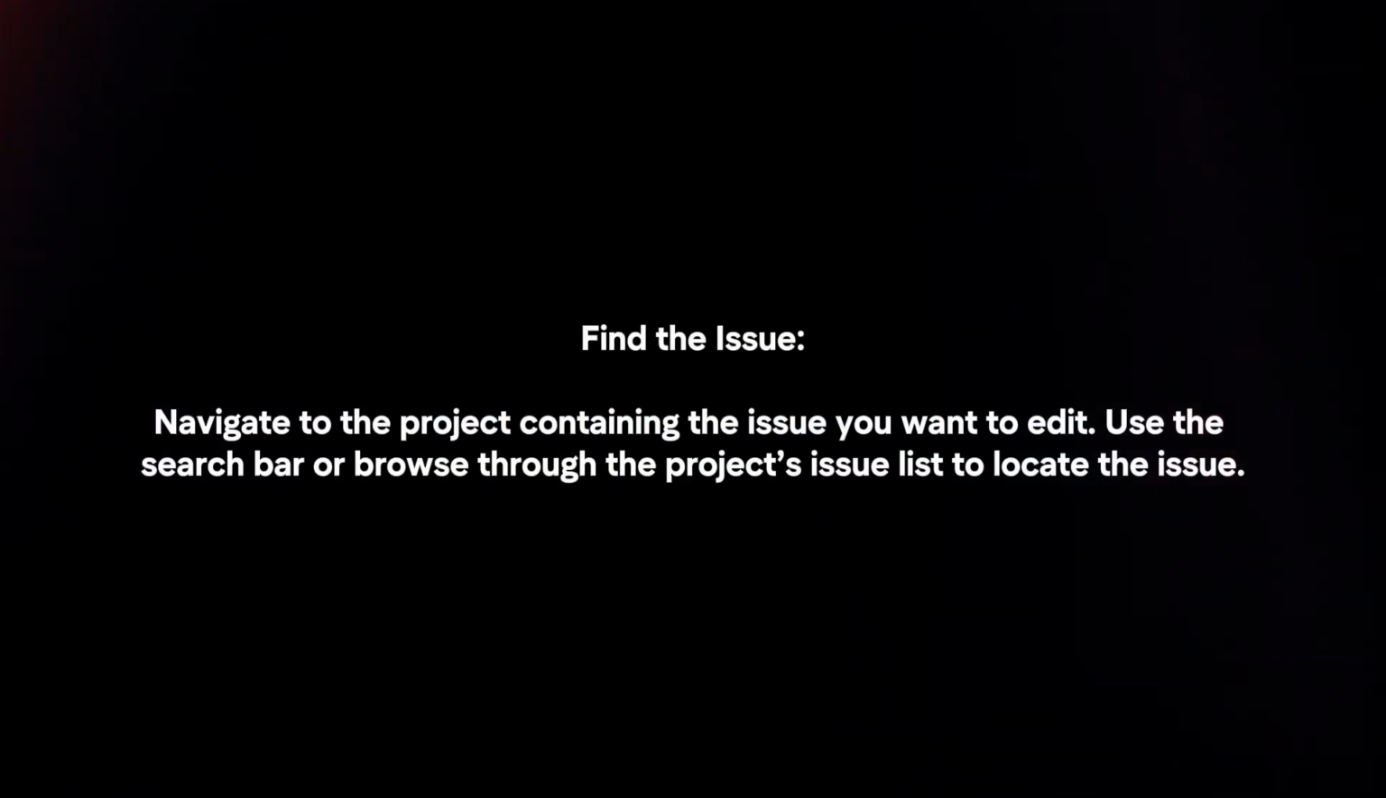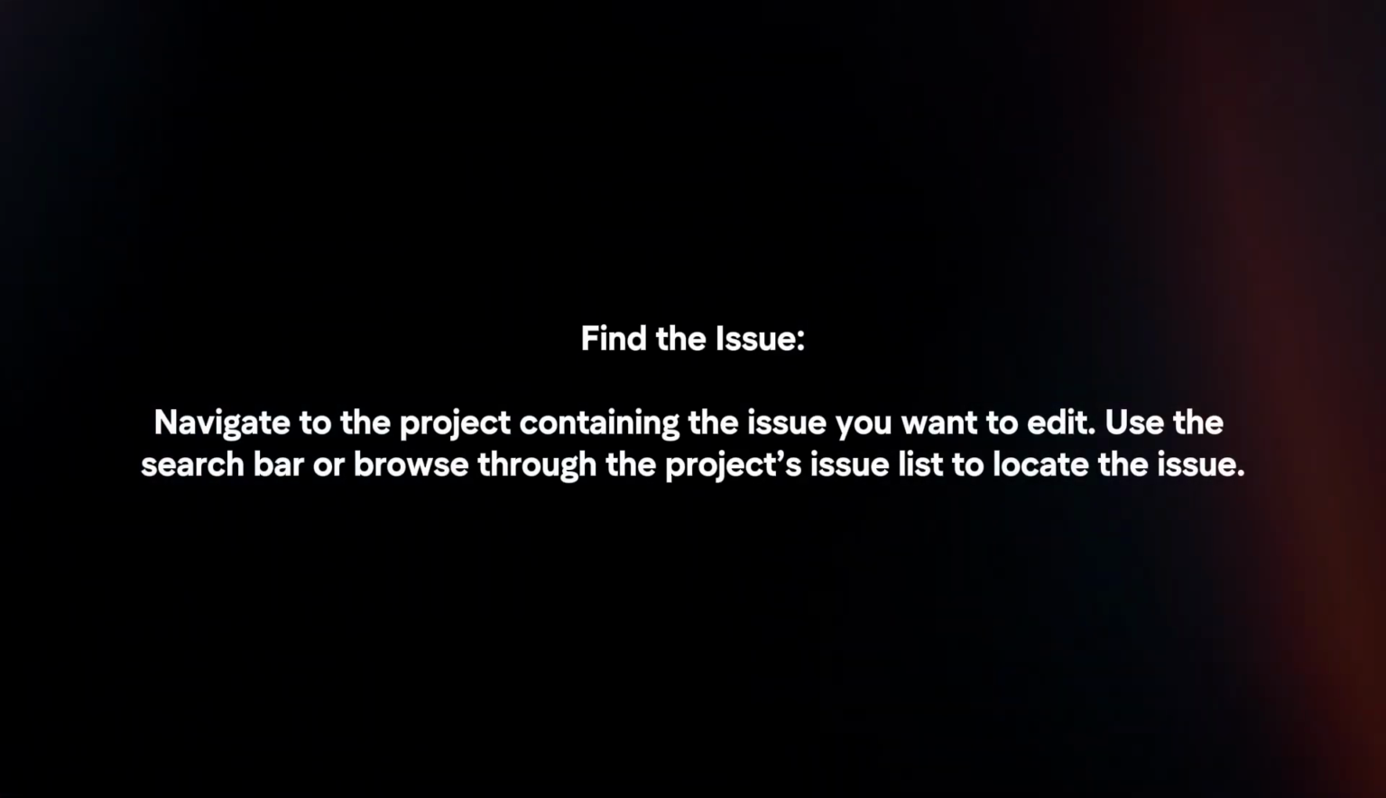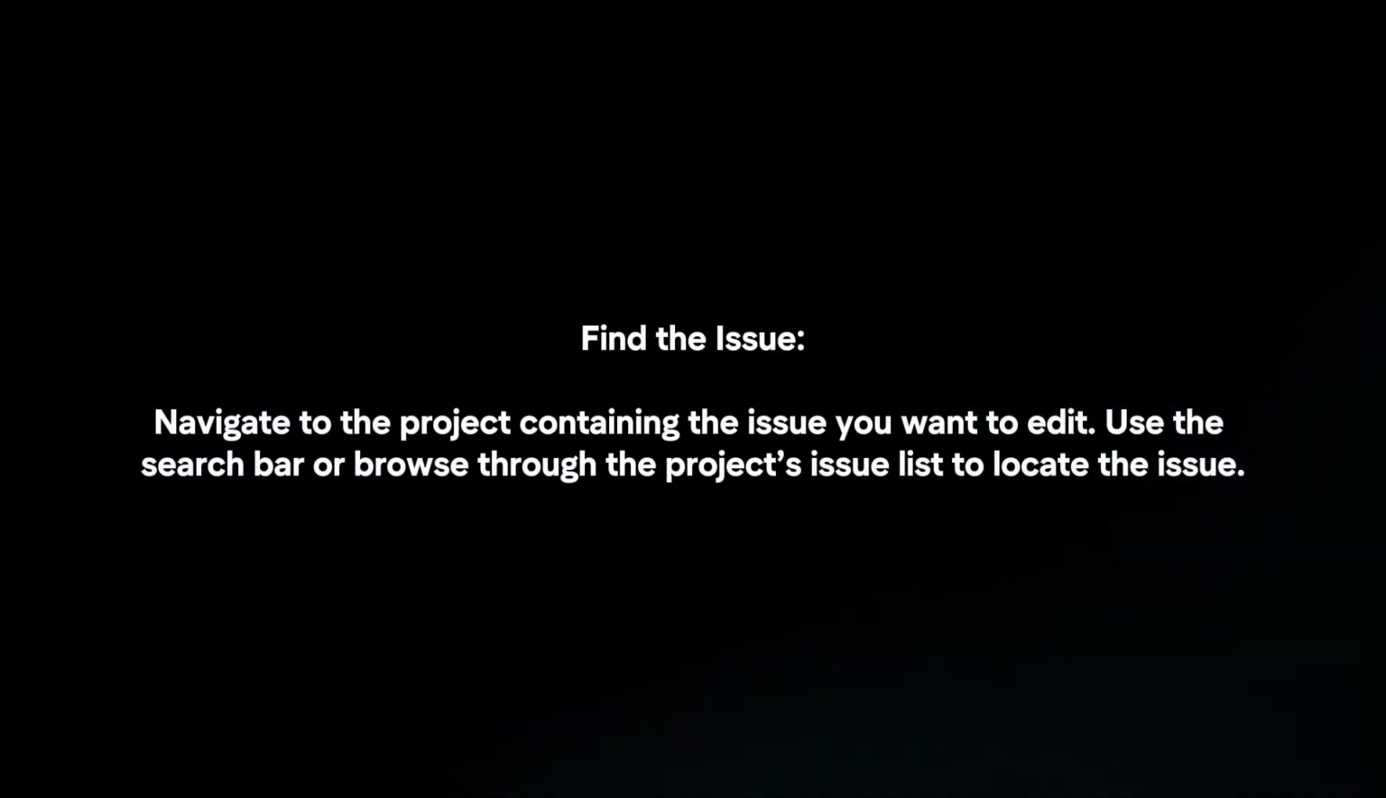Find the issue. Navigate to the project containing the issue you want to edit. Use a search bar or browse through the project's issue list to locate the issue. Open the issue. Click on the issue key or summary to open its detailed view.